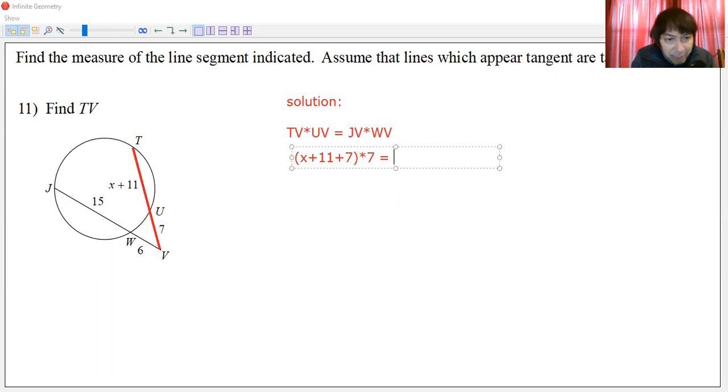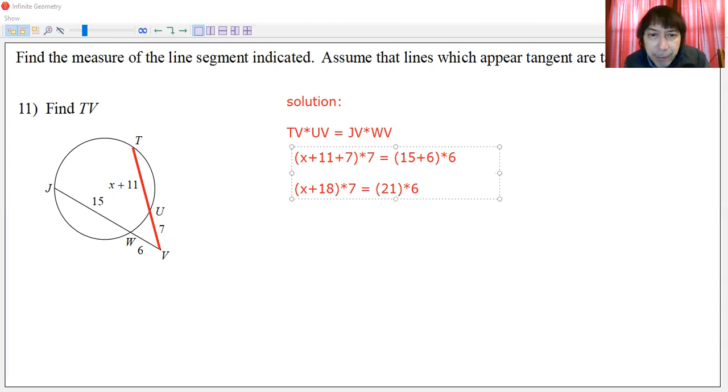Our JV is the entire length, 15 plus 6, multiplied by WV. Our WV is the 6. Okay, simplification now. So x plus, that's 18 times 7, which is equal to, how much is that? 21, times the 6.